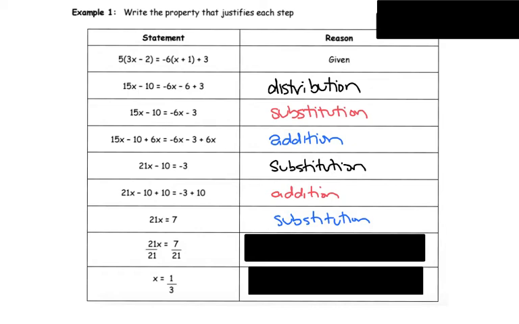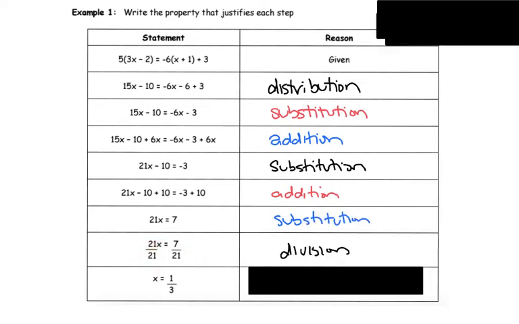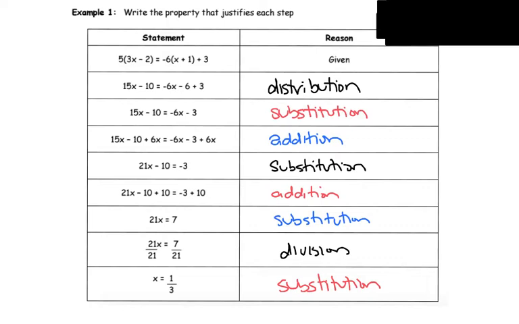So now we're left with dividing both sides by 21, because that's the value with x, and we've got to get it by itself. So that's going to be a division. So we end up with x equals 7 divided by 21, which reduces to 1/3. So our final reason to have our answer is substitution. All right.